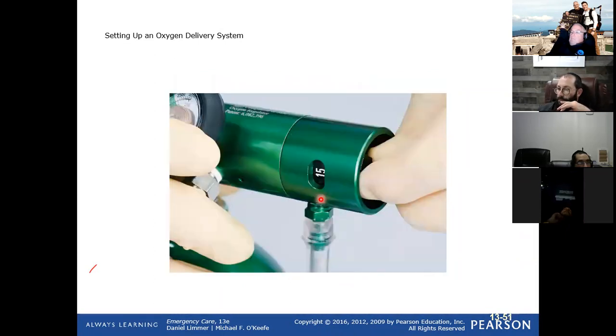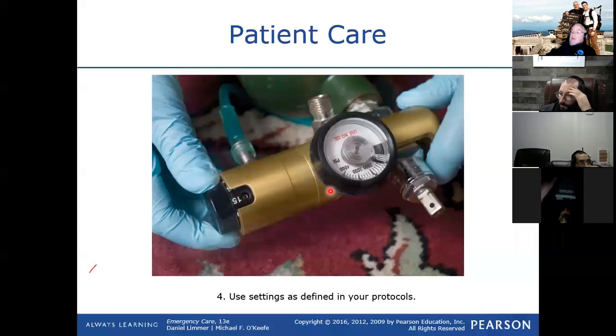Okay. And again, you twist the little control on the side here to adjust the liter flow. Here you see it's at 15, which on the older style regulators is the highest amount, but the newer ones can go up to 25 liters per minute. And again, just a different view, looking straight down at it.